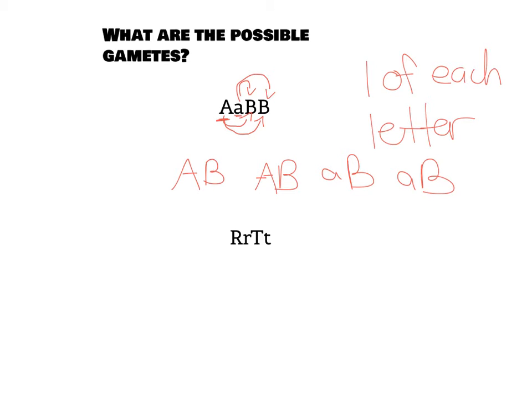Now, if you want to save yourself some time, at this point you could ask yourself, do I have any repeats? Well, I have 2 with big A, big B, so I could cross one of those out. And I have 2 with a little a, big B, so I could cross one of those out too. You don't have to do this, but it may save you some time in the long run.